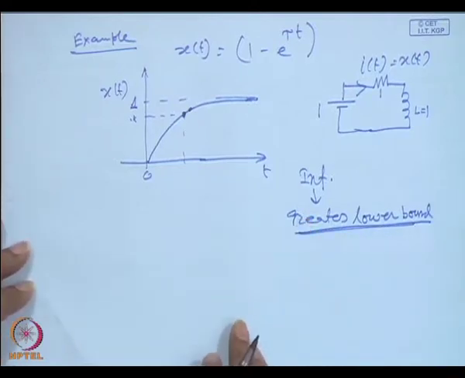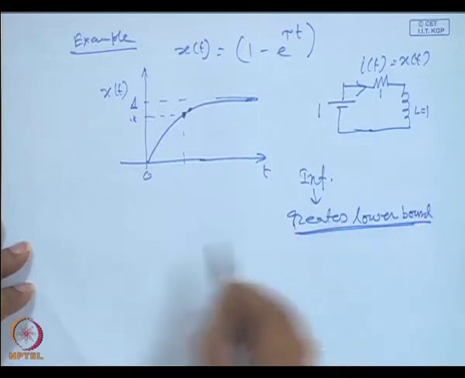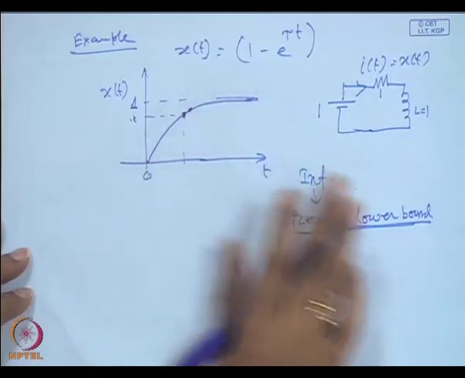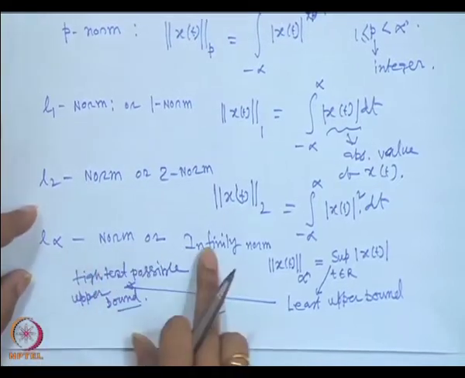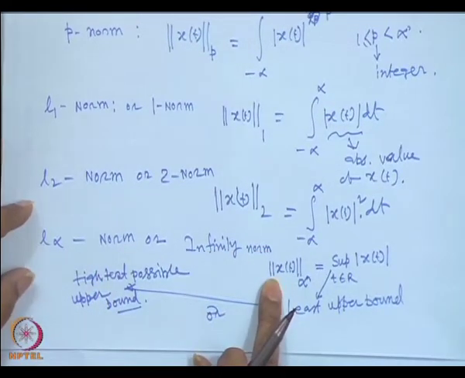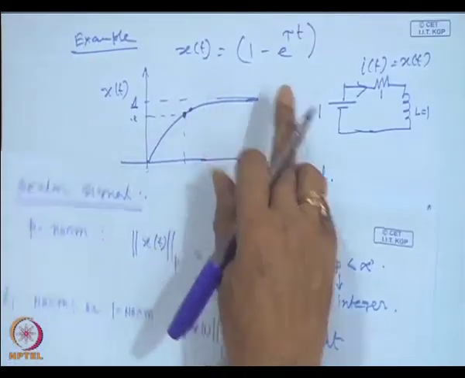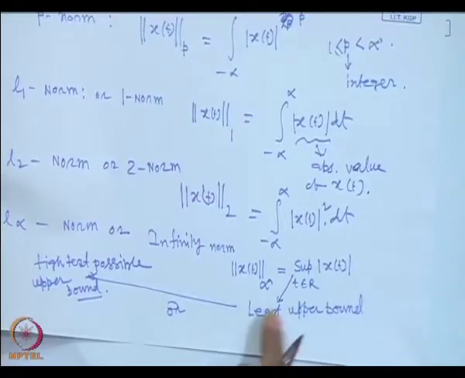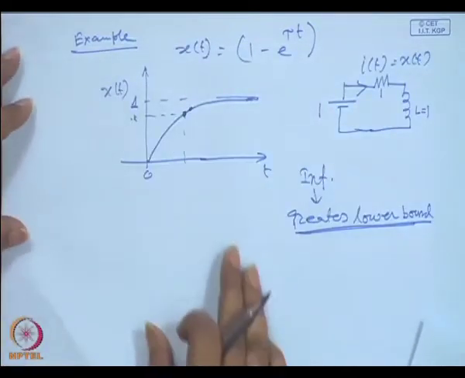Infimum, greatest lower bound. Let us consider this definition, because it is coming: the L infinity norm of a signal. You draw the signal, and you are telling that this is the upper bound of the signal. That means the least upper bound of this signal is called the supremum of the signal.